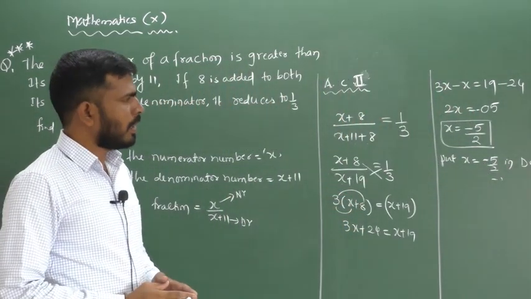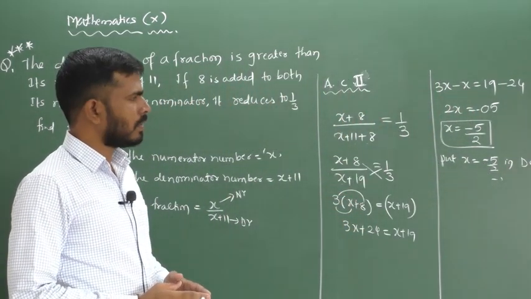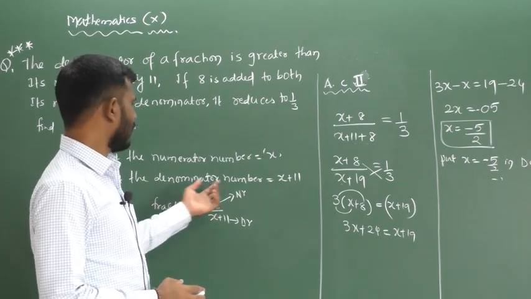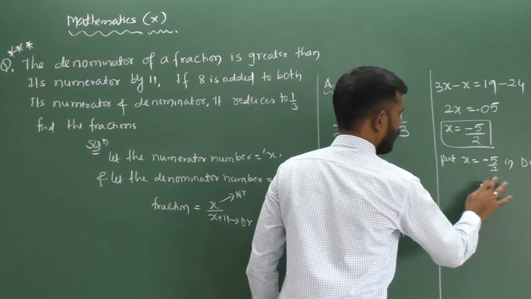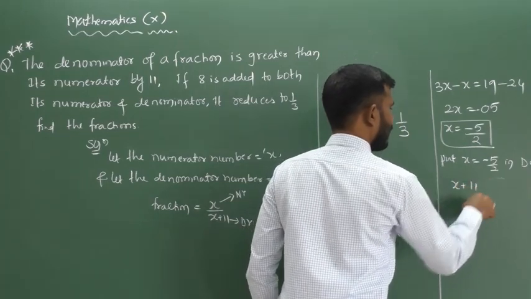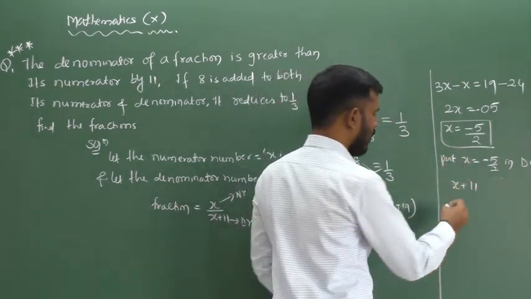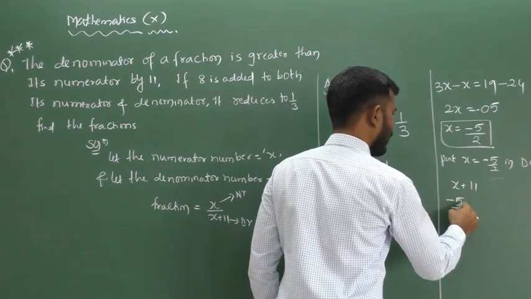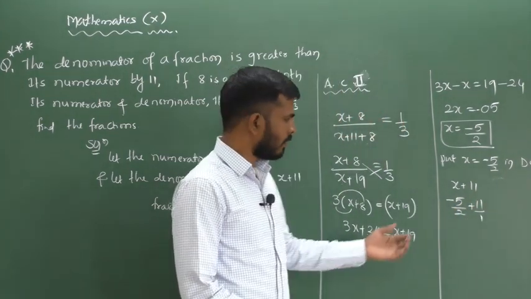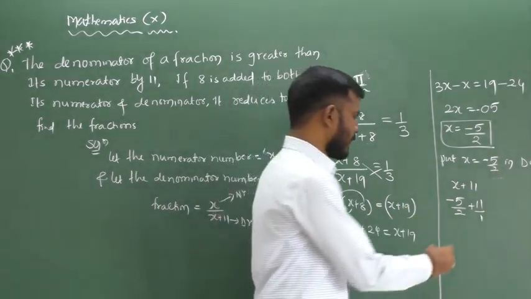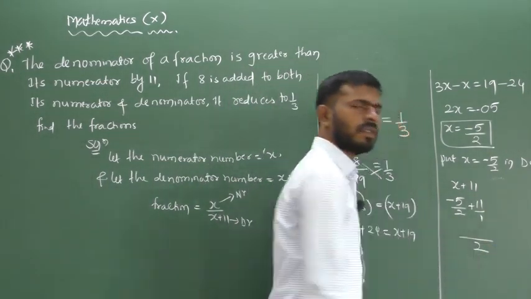Suppose x equals minus 5 by 2, you have to substitute in the denominator. The denominator is x plus 11. The x value we already got is minus 5 by 2, so minus 5 by 2 plus 11. Here 11 has denominator 1. So what is the LCM of 2 and 1? The LCM of 2 and 1 is 2.